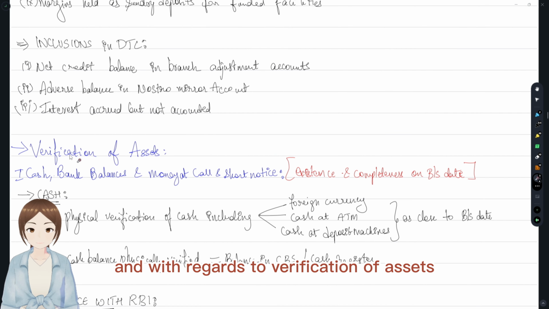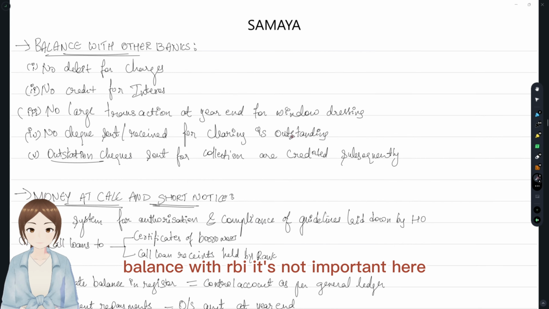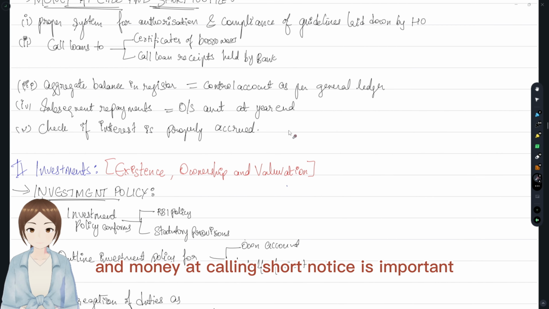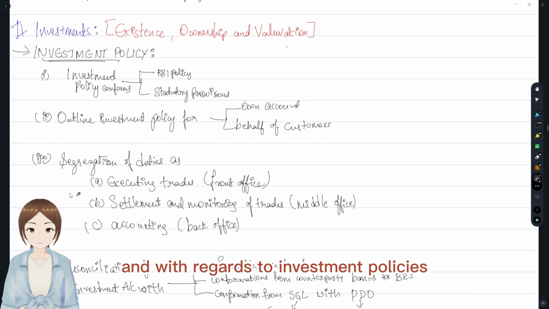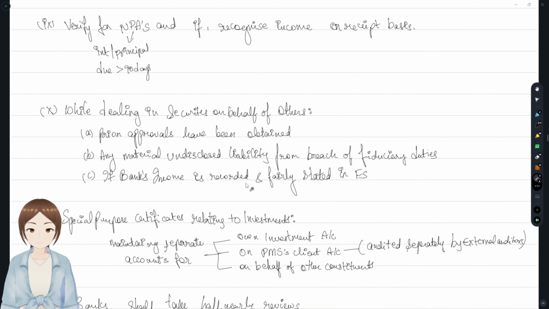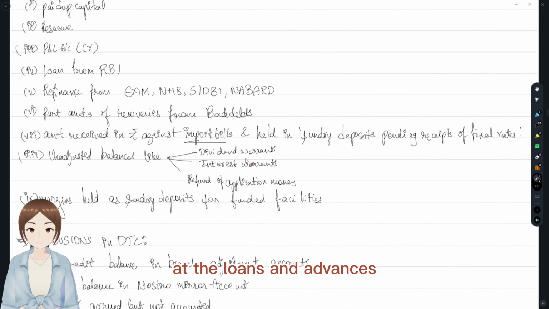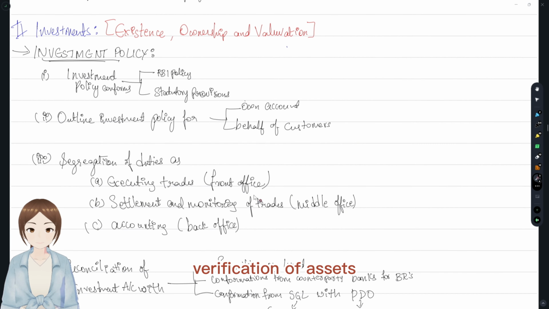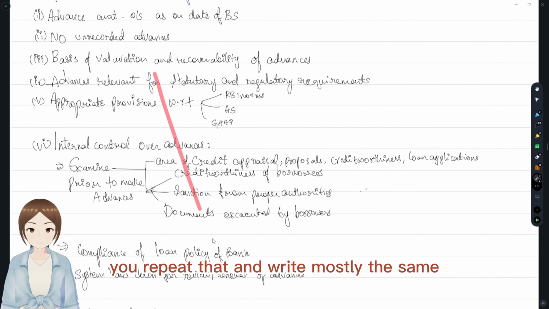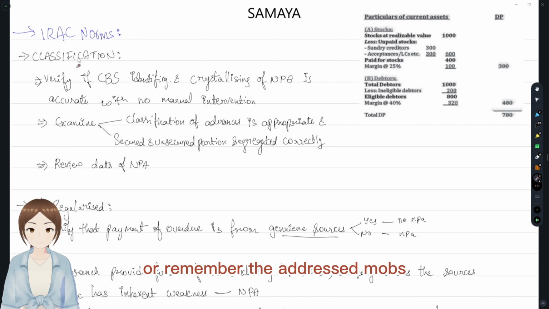And with regards to verification of assets and cash is not so important. Balance with RBI, it's not important here. And money at call and short notice is important. And with regards to investment policies is also important. And you see, we have learned here, right? The loans and advances, audit of loans and advances here. You repeat that here, verification of assets. In verification of assets, you repeat that and write mostly the same. It covers almost 70% of that. Remember the IRAC norms.